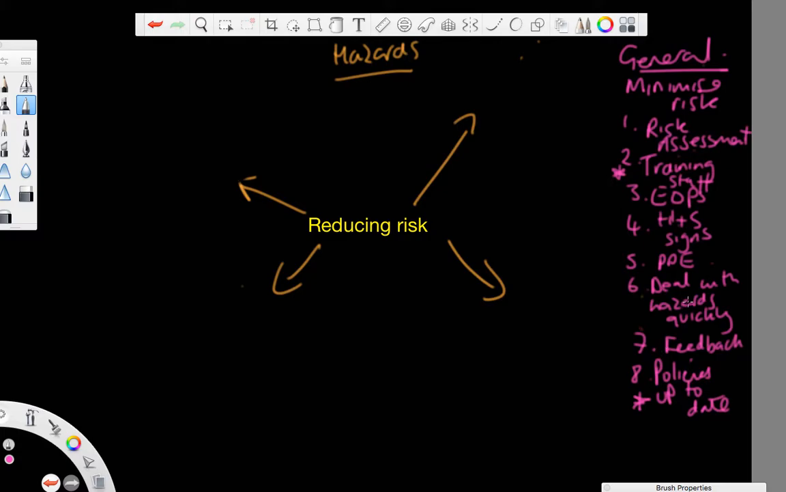Okay. Same with first aid. You make sure you've got first aiders as part of the first aid requirement stuff, but that's a different topic. So they're the general, right?